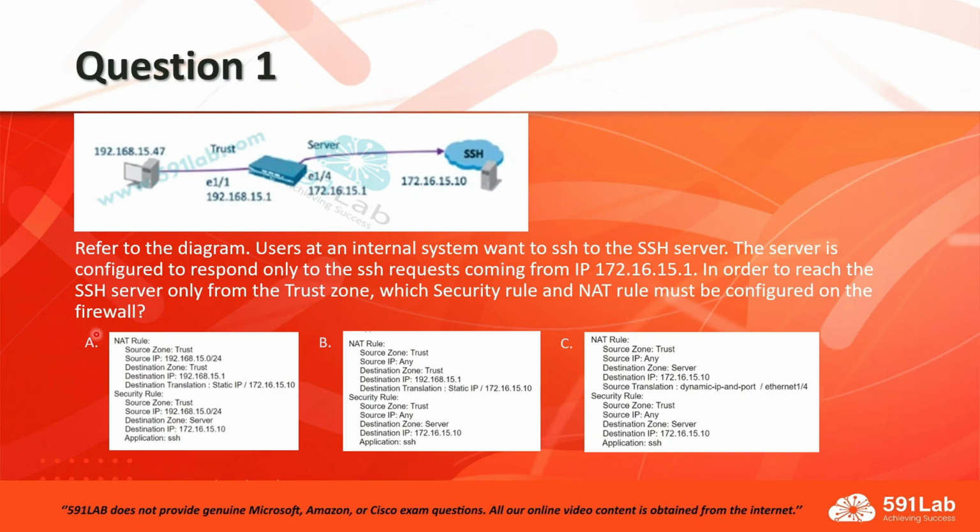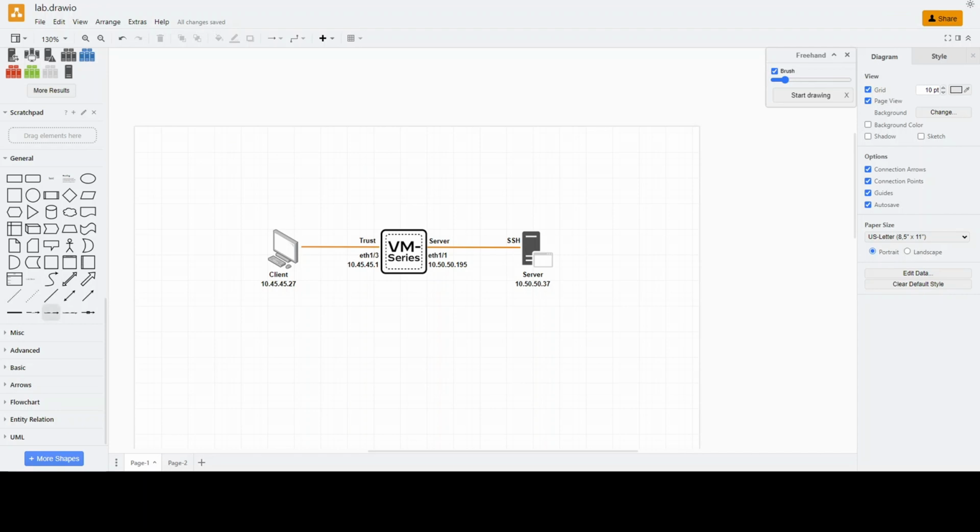We have option A, using this NAT rule and security rule. B and C are as follows, and the diagram of question number 1 is shown above. To answer this question, I will show you how we can set up the NAT rules and the security rules from the lab simulation. Let's go to the lab simulation.